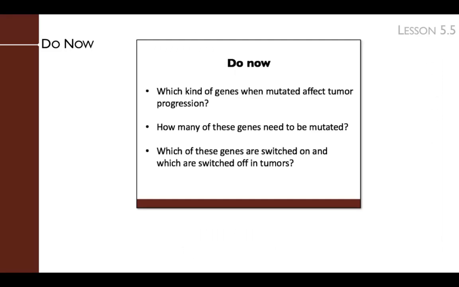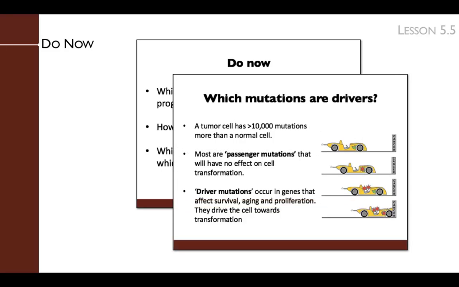We start the Do Now by asking, what mutations do cells need to transform? If we look at a cancer cell, we find that most mutations don't have an effect on cell transformation. The ones that do have an effect are called driver mutations, and harking back to lesson 3.5, there are three types of driver mutations. The first type affects tumor suppressors, leading to increased survival. The second type affects telomerase and promotes anti-aging. And the third type affects proto-oncogenes, which leads to proliferation.